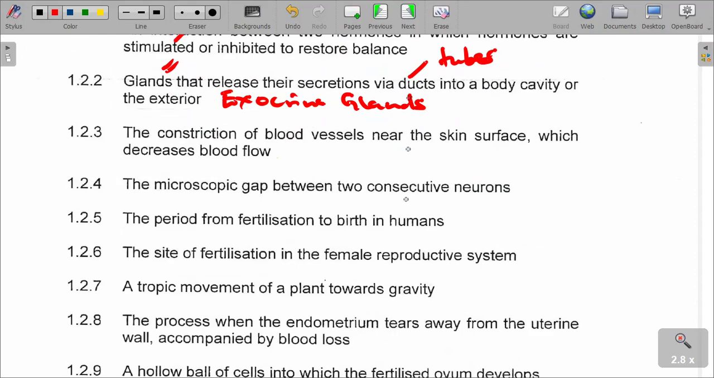And then the constriction of blood vessels near the skin surface, which decreases blood flow. This actually happens in thermoregulation. We are talking about the control of levels through which blood can flow, whether deep inside the skin or on the surface of the skin. The blood vessels become so small. This is called vasoconstriction.